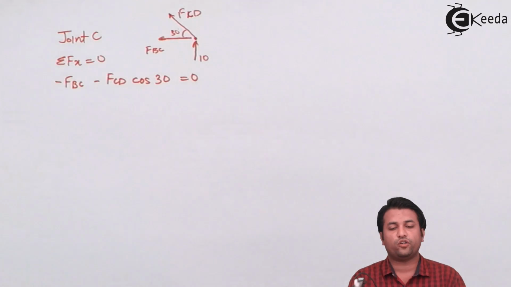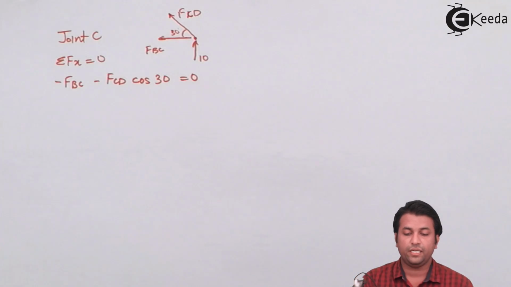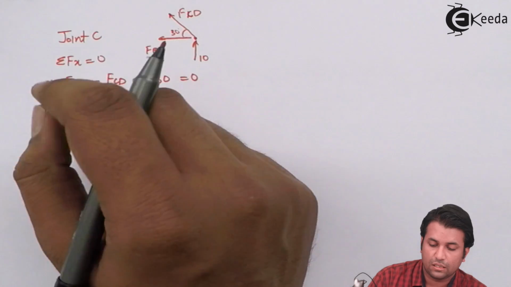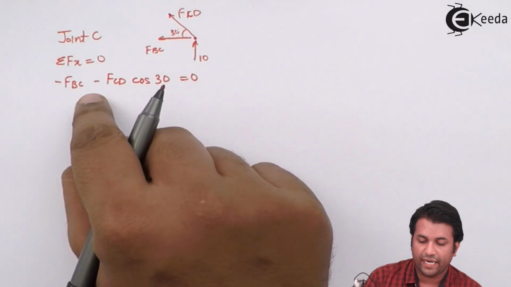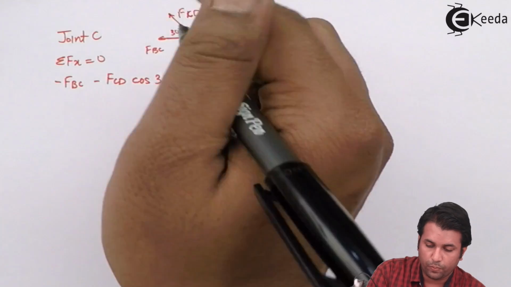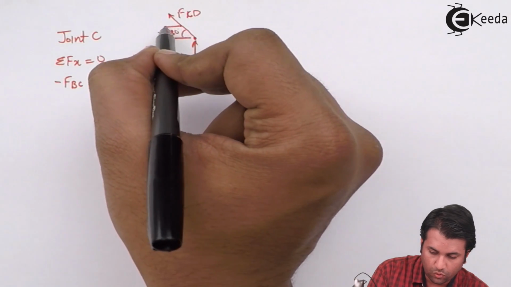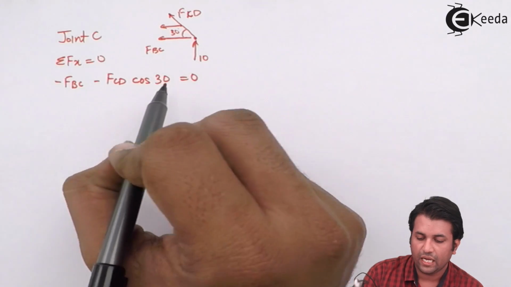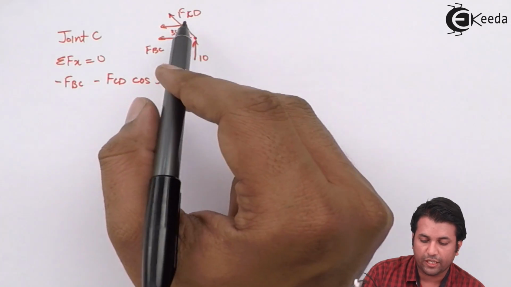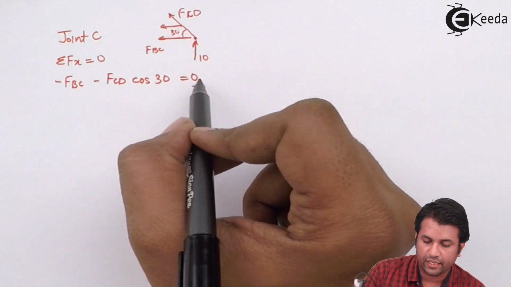So I have applied the condition of equilibrium in the horizontal direction, and that is giving me the equation as minus FBC, that is this force, minus FCD, the horizontal component of the force CD that is going towards the left side as cos 30, and there is no other force in this case, so it is equal to 0.